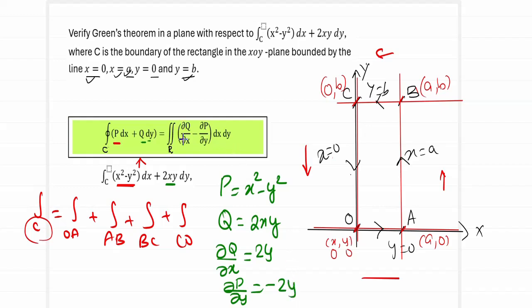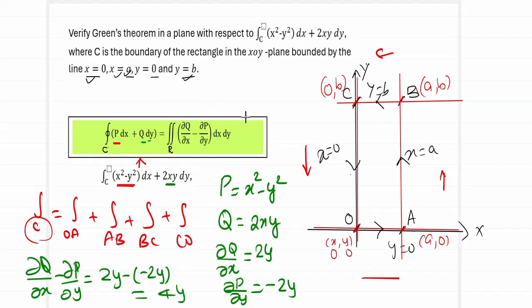So I have ∂Q/∂x minus ∂P/∂y. So when I subtract ∂P/∂y from my ∂Q/∂x, what will I have? I will have 2y minus of minus 2y. So the total value will be equal to 4y.